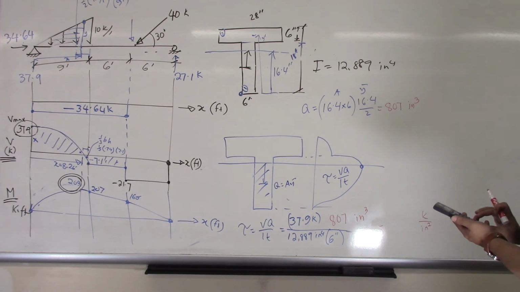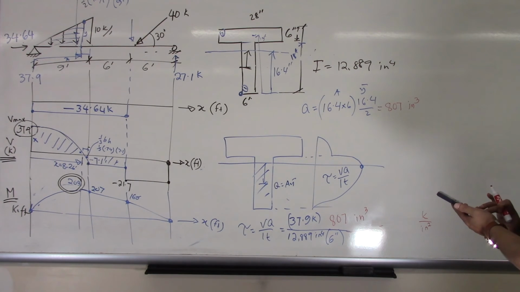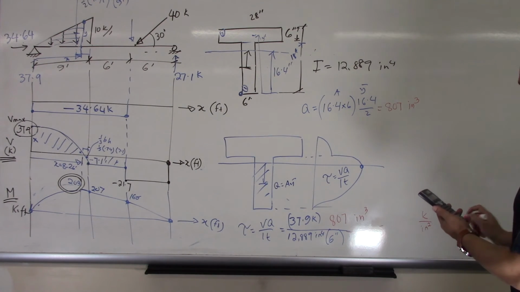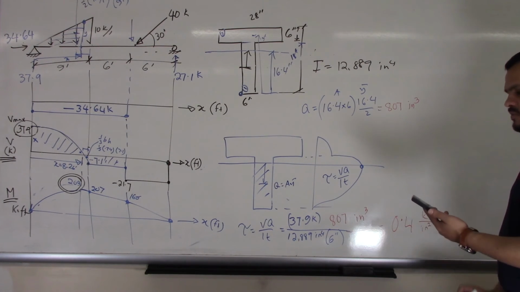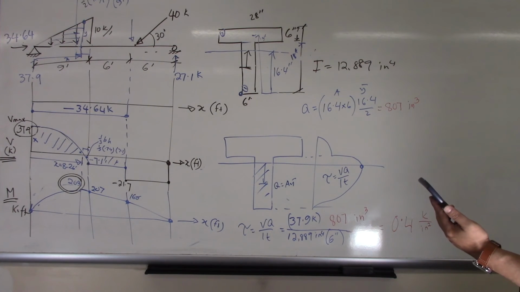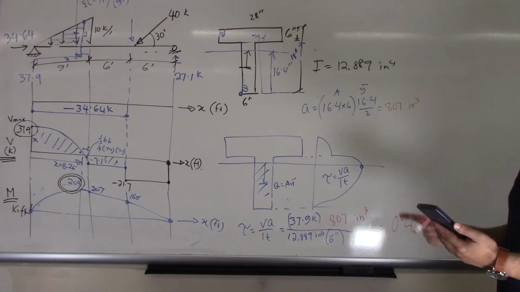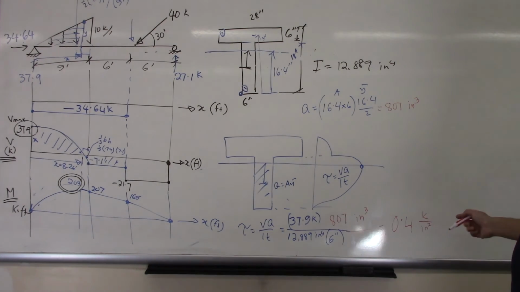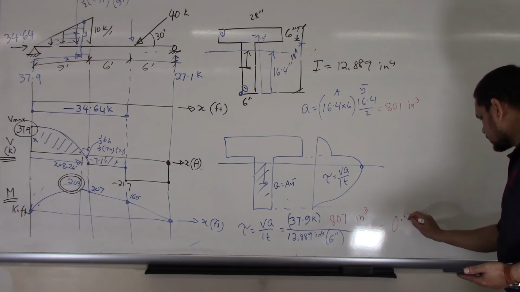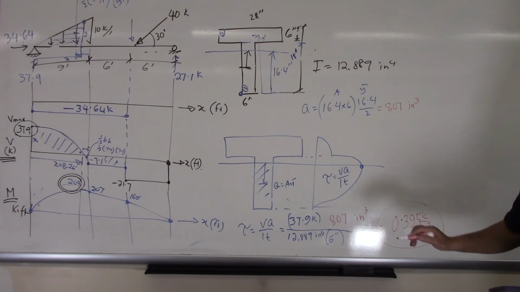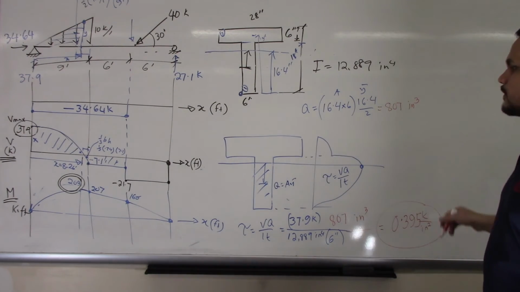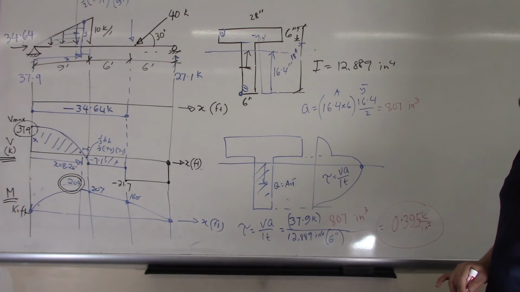How much is that? 37.9 times 807 divided by 12,899 divided by 6. I got roughly 0.396 or 0.395. Okay, if you want to be precise, that's also good. 0.395 is my maximum shear stress. So one answer is done. What is my maximum shear? Done.